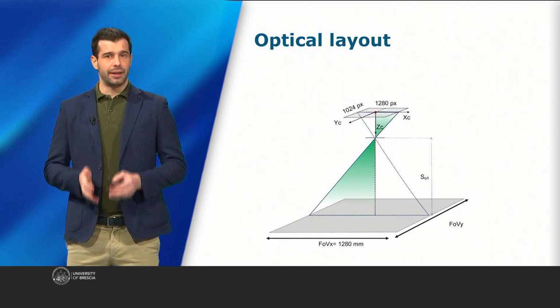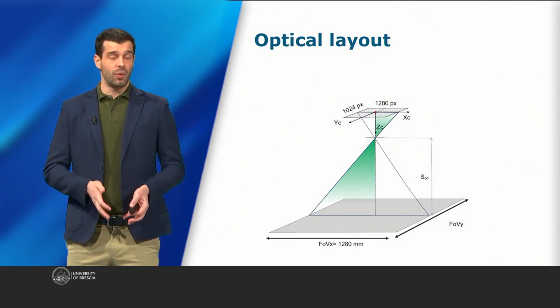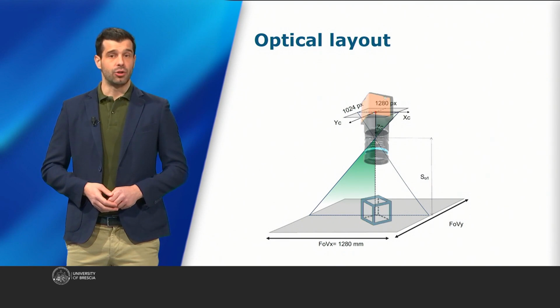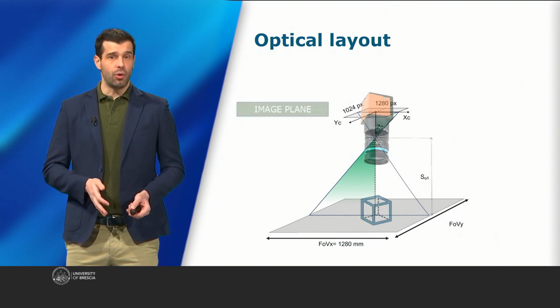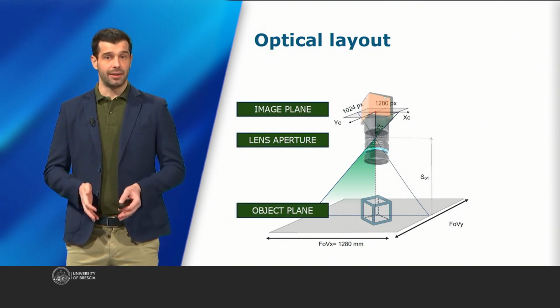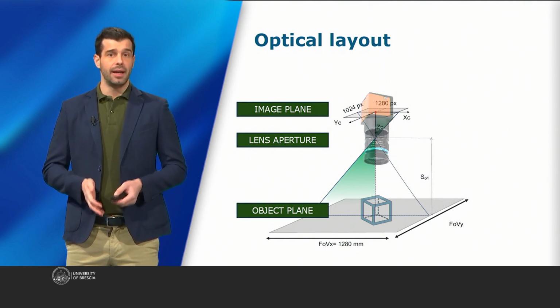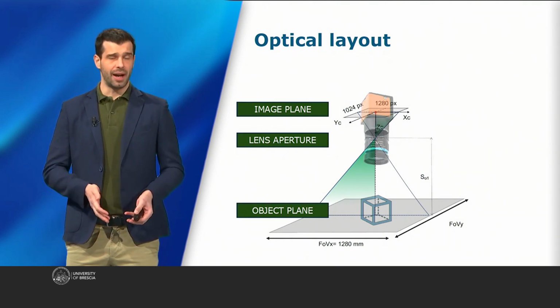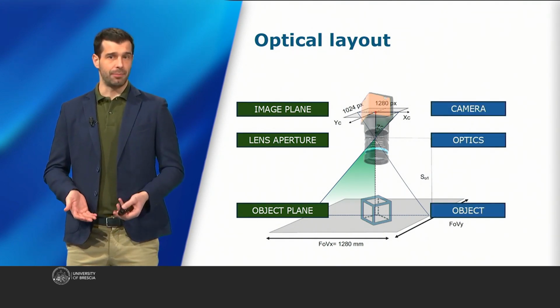At the top, we find the camera and optical system, while at the bottom, we find the object to be measured. Whereas before, we talked about the image plane, lens aperture, and object plane, now we'll talk about the camera sensor, optical system, and the object being measured.